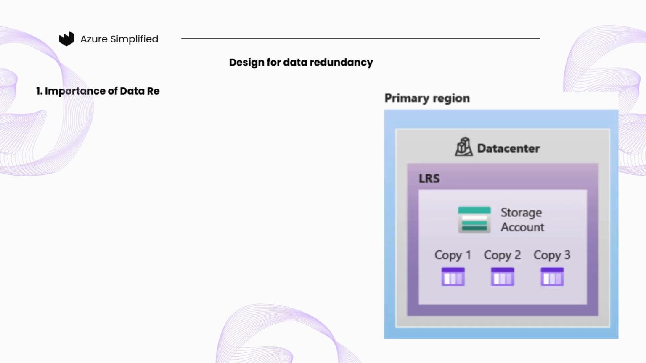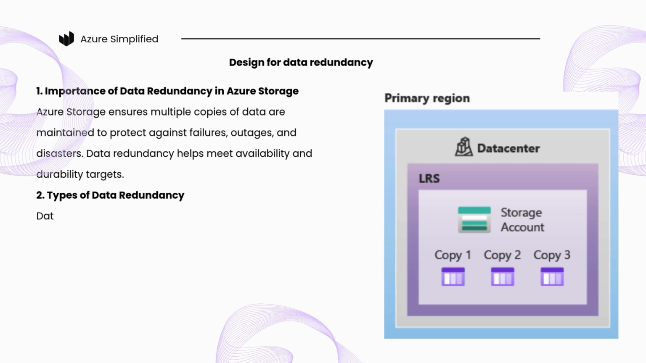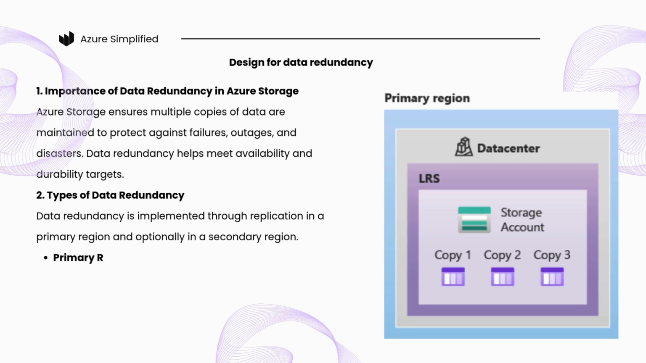Summary 1. Importance of data redundancy in Azure storage. Azure storage ensures multiple copies of data are maintained to protect against failures, outages, and disasters. Data redundancy helps meet availability and durability targets. 2. Types of data redundancy. Data redundancy is implemented through replication in a primary region and optionally in a secondary region.